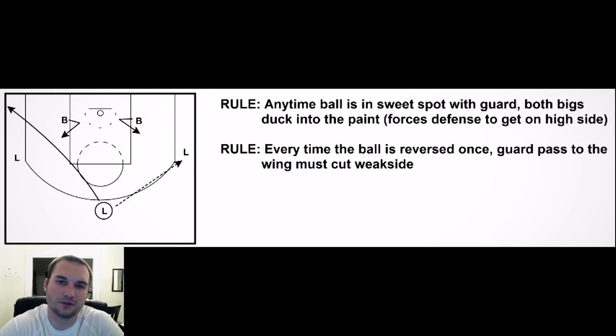So guard comes off the double stagger to the sweet spot. Anytime the ball is in the middle of the floor with the guard in the sweet spot, both bigs must duck in. And what that does is, anytime big ducks in, 90% of the time they're going to force the man to get on the high side, and then you keep them on the high side from there. And then every time the ball is reversed, the next pass, the guard has to go weak side no matter what. It's automatic now.